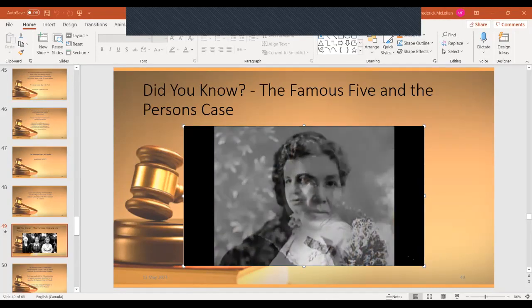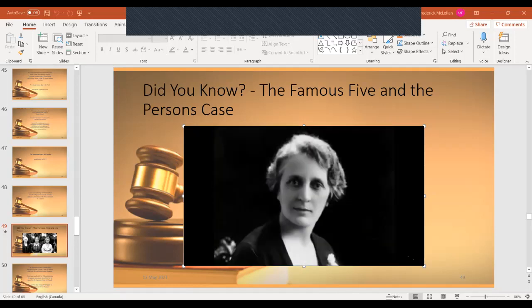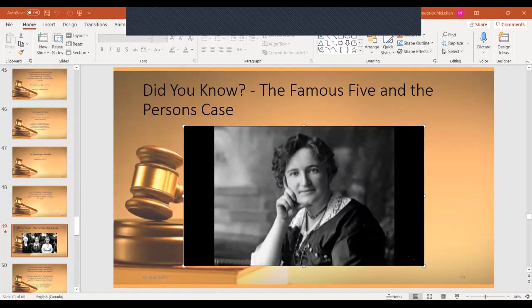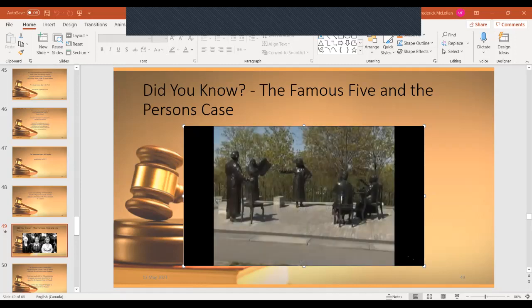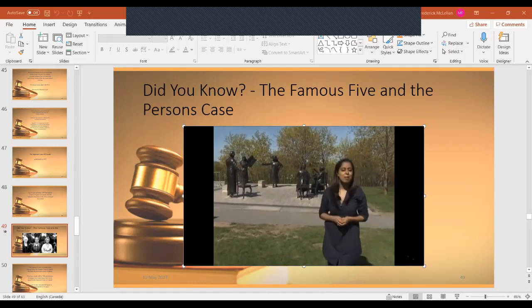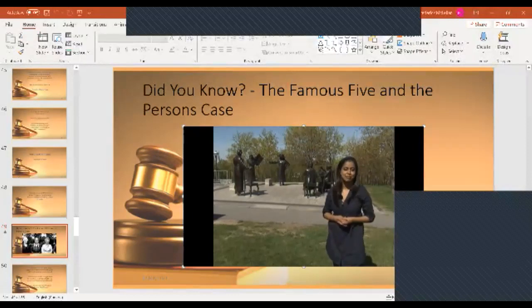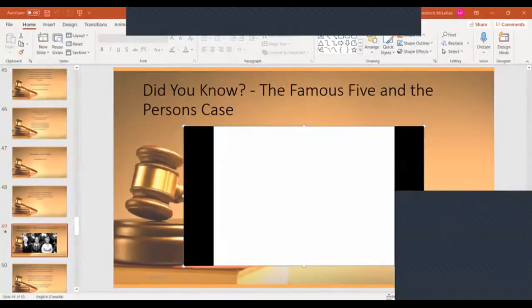Despite their pivotal role in obtaining the right of women to sit in the Canadian Senate, none of the famous five were appointed to the upper chamber. More than 80 years later, the famous five continue to inspire Canadians. They're remembered as five fearless women who've dedicated themselves to improving everyday life for Canadian women.